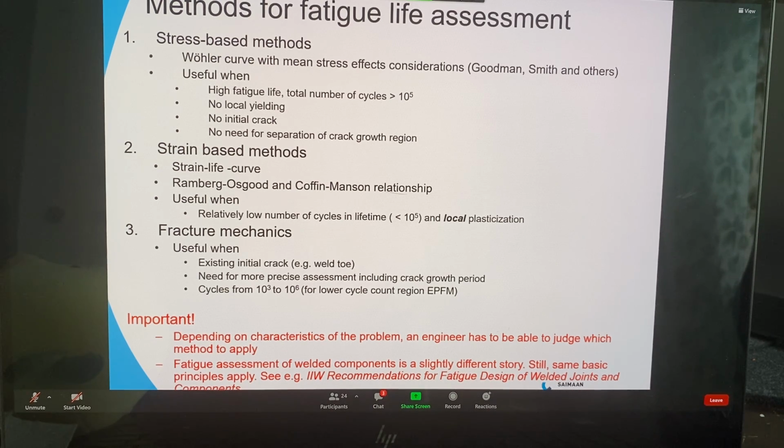And also it's good to know that for welded components, it's a slightly or completely different story. The same principles apply, but there are different rules for those, because there are residual stresses, etc., that need to be taken into account. So if you want to focus on that more, please go to the IIW, International Institute of Welding, recommendations for fatigue design of welded joints and components. But we don't cover that in this course.